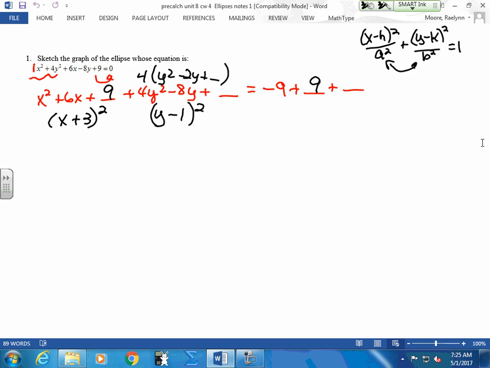We're going to bring down this 4. Now, what is 1 squared? 1. So if I put the 1 over here, I can't get it out of that parentheses until I distribute this. So I'm technically adding a what to this? A 4.